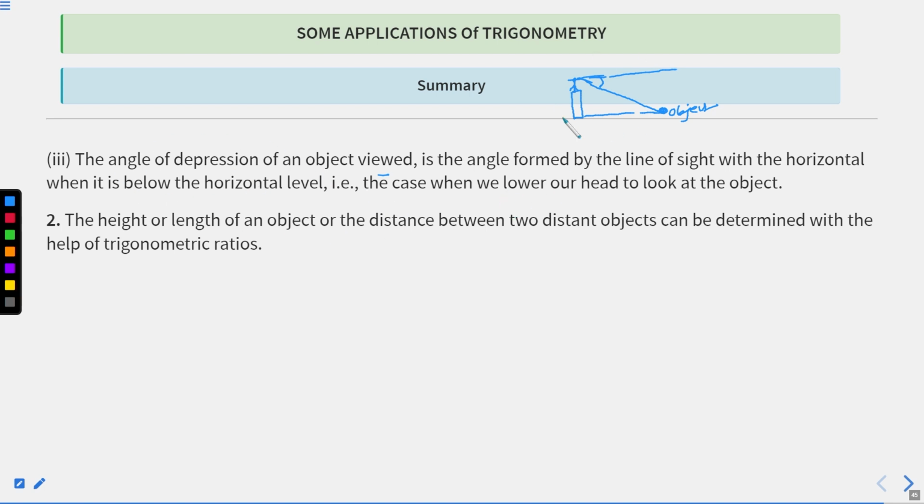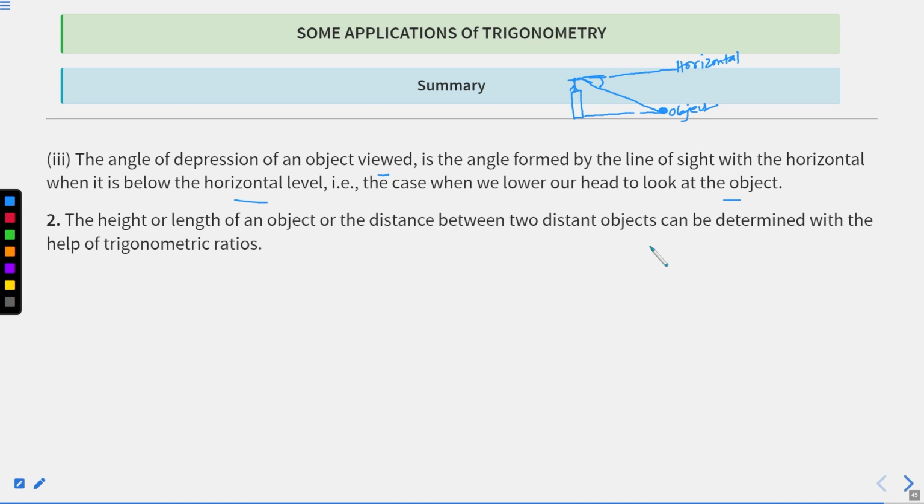Okay, so we get angle of depression when it is below the horizontal level. So this is our horizontal level. So when it is below the horizontal level, that case we get the angle of depression. So in this case, when we lower our head to look at the object, that case we get the angle of depression.